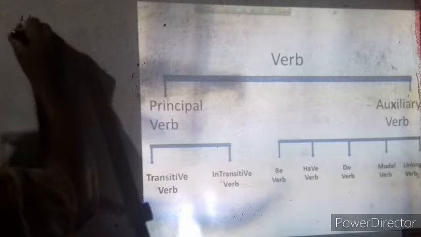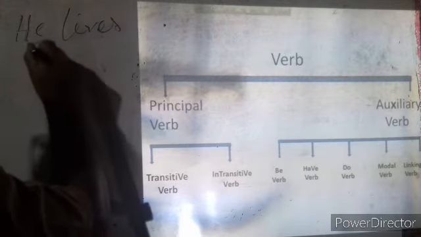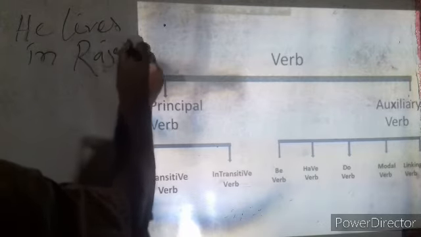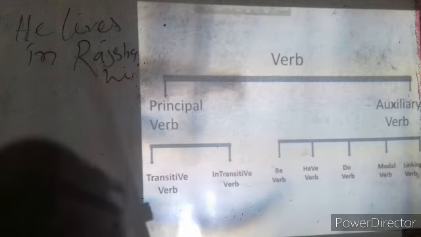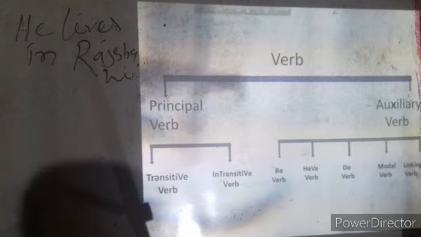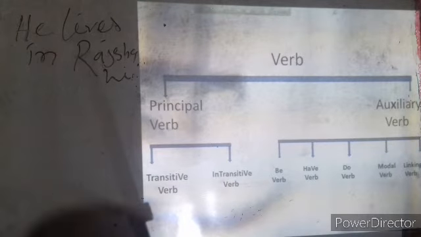He lives in Rajshahi. My dear student, look at the board. I have written a sentence. He lives in Rajshahi. Here lives is a verb, and this is principal verb because it has one meaning, and it can be used alone and it can be used with any kind of auxiliary verb.